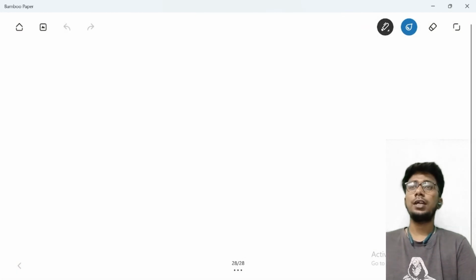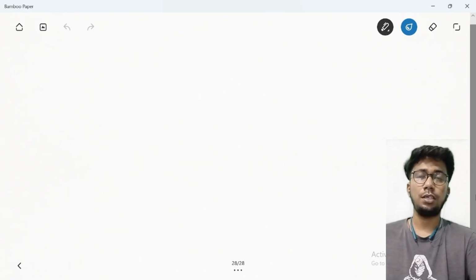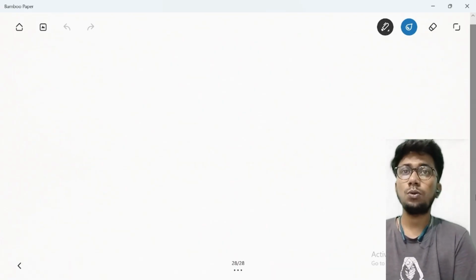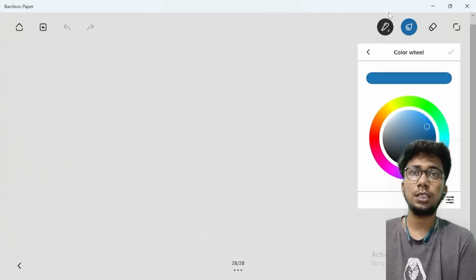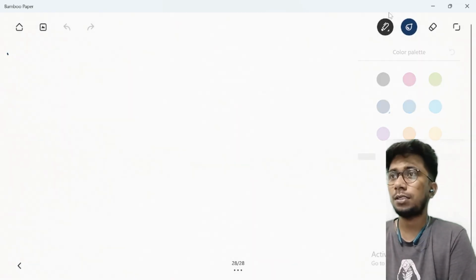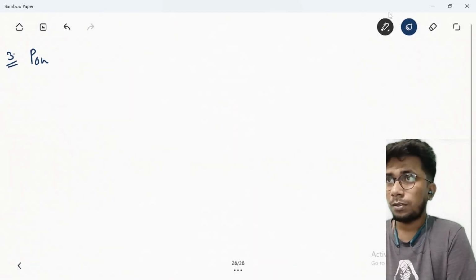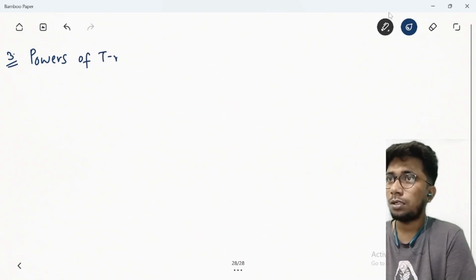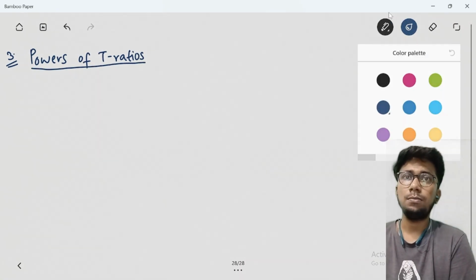नाउ वी आर गोइंग टू सी सम इंपॉर्टेंट रिलेशंस बिटवीन द ट्रिग्नोमेट्रिक रेशियोज. उससे पहले मैं एक बिल्कुल बेसिक चीज एक्सप्लेन करना चाहूंगा आपको. एक बेसिक सा कंसेप्ट है, दैट इज powers of t ratios. ट्रिगोमेट्रिक रेशियोज की पावर्स कैसे हम डिनोट करते हैं.